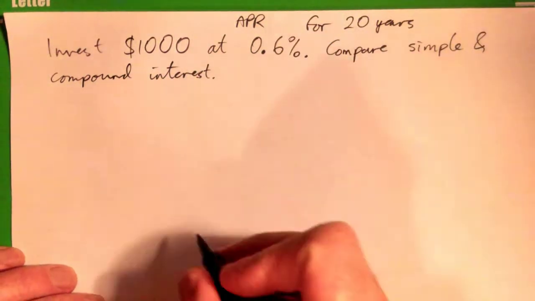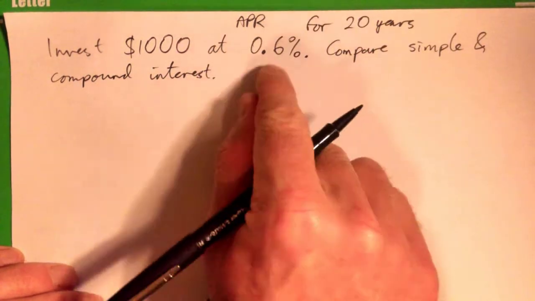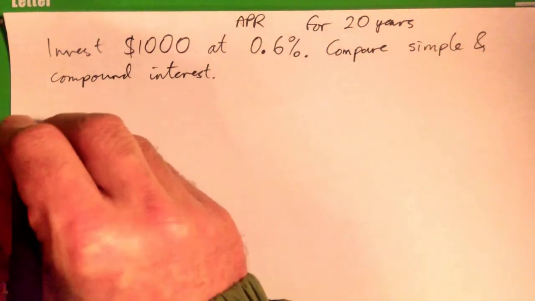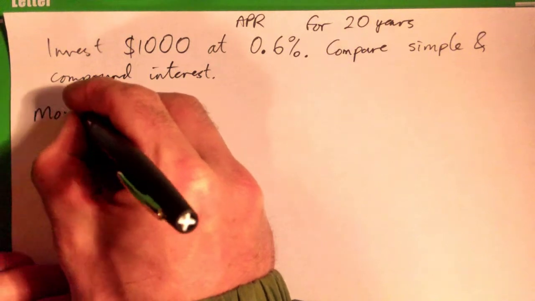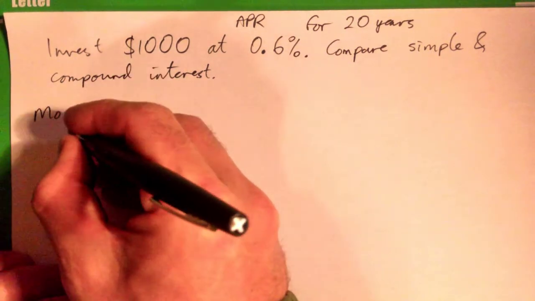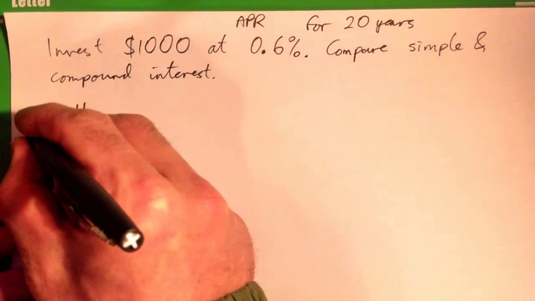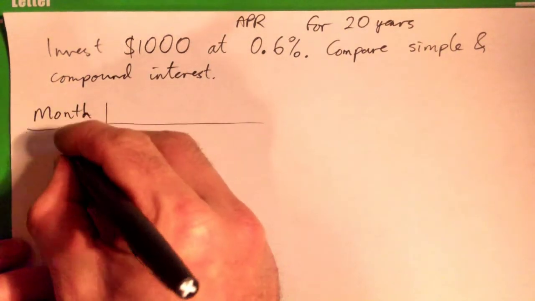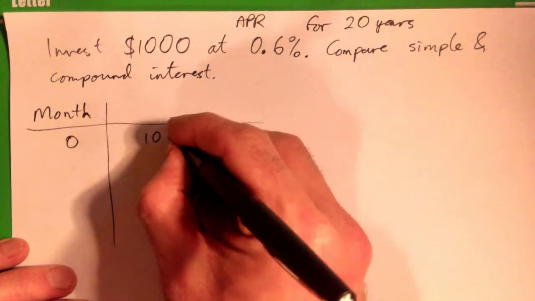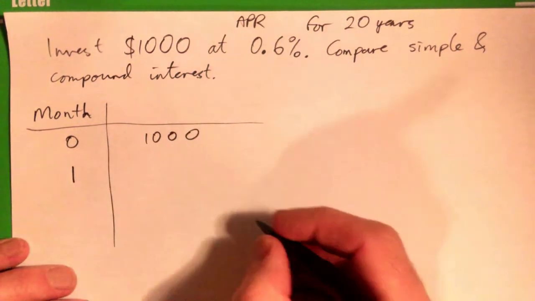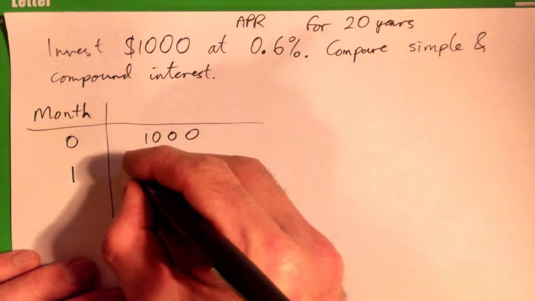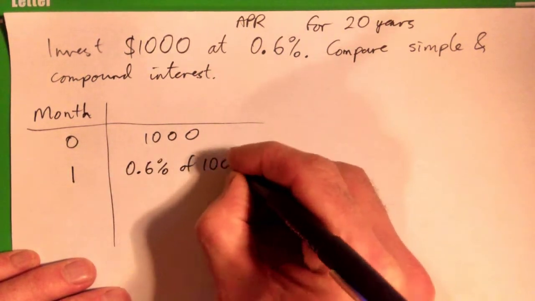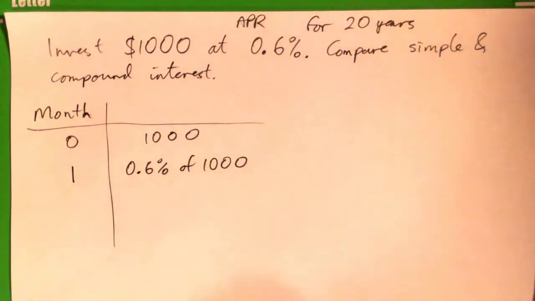Compare simple and compound interest. Well, first of all, there's not going to be a whole lot of difference because the interest rate's so low anyway. But just for fun, I'm just going to start out with a little table so we get an idea of what's going on here. And of course, we'll start with simple interest. Initially we've got 1,000, and then after 1 month, simple interest, we just get 0.6% of 1,000. Now, see if you can figure that out without me showing you what to do.